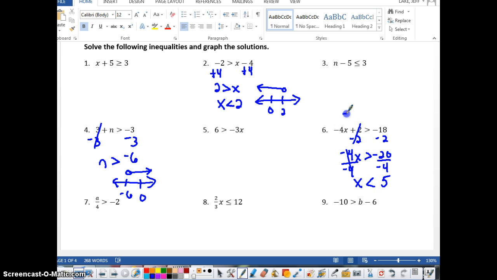So when I graph that, I'll just do this up here. X is less than that 5. It's going to be an open circle again at the 5 and everything to the left.